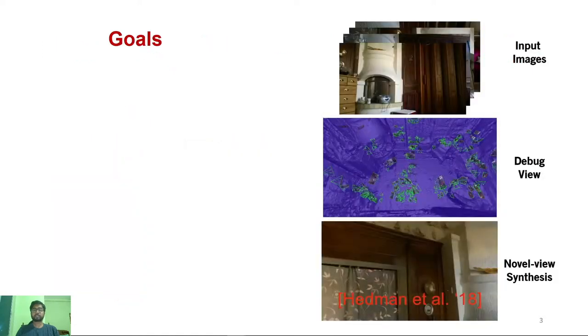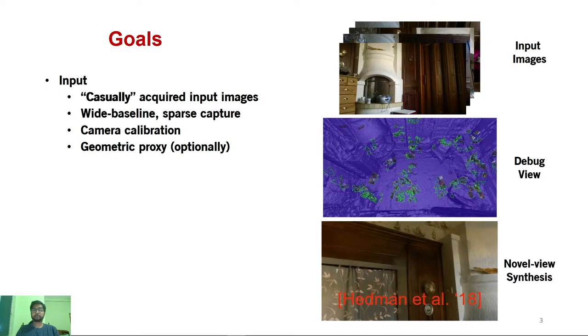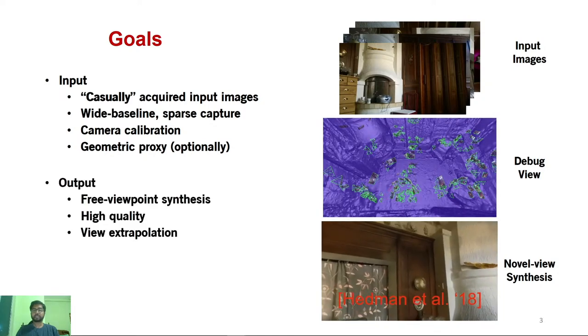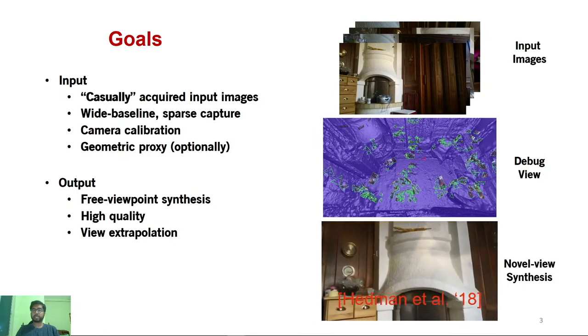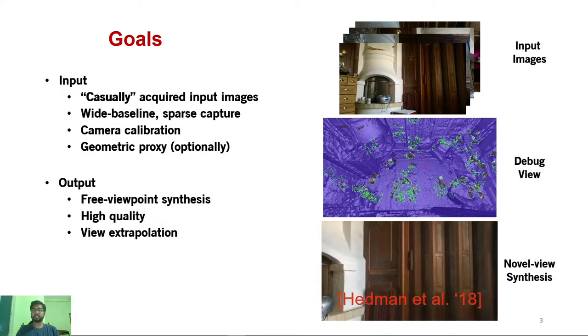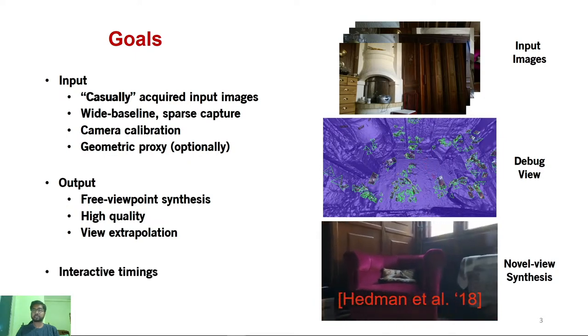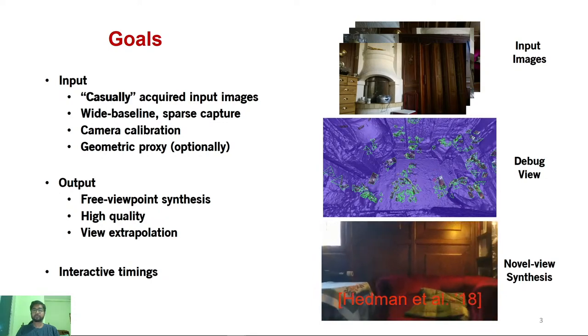For any free view image-based rendering method, we take a set of casually captured images with wide baselines and sparse capture as input. This is shown in the debug view in the middle. Here, we see the input images calibrated as cameras in green using standard structure from motion. Optionally, we also take a geometric proxy obtained using multi-view stereo methods, such as the blue mesh shown in the debug view. The output is high-quality novel views with view extrapolation far away from input views. The novel view camera is seen in red moving through the scene in the debug view. To really immerse the users in the environment, we also need interactive rendering rates.